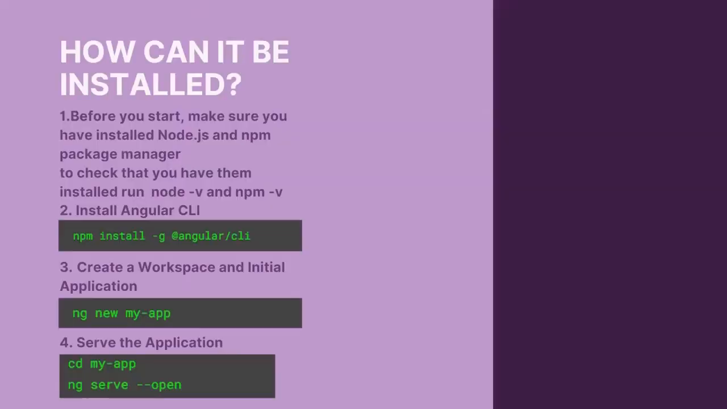Okay, now we're going to go through the installation process. To install AngularJS on your local system, first you have to install Node.js and npm package manager. To check that you have Node.js and npm client installed, just run node -v and npm -v in the terminal window. Then you need to install Angular CLI to create projects, generate application and library code, and perform development tasks such as testing, building, etc. And to install Angular CLI, just run the following command in the terminal window.